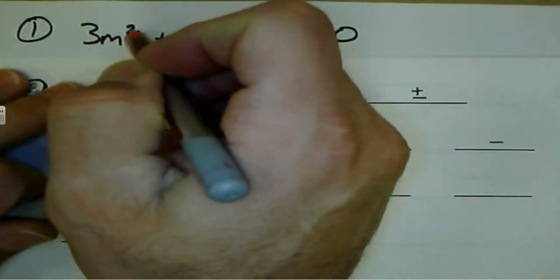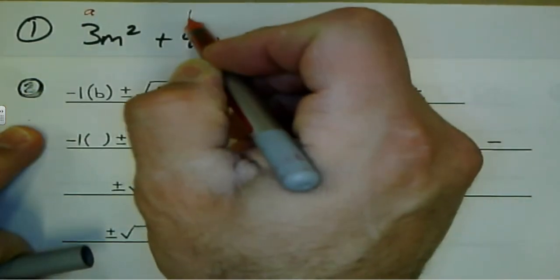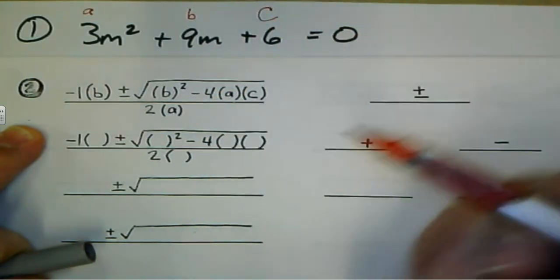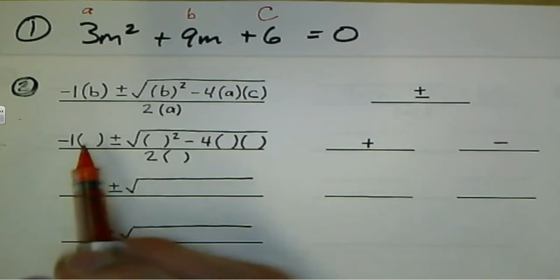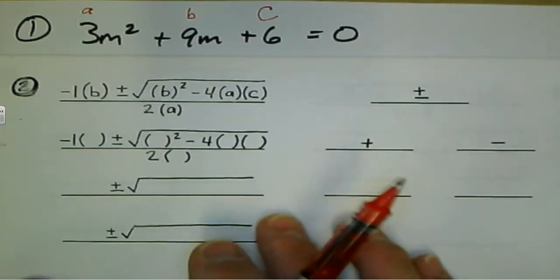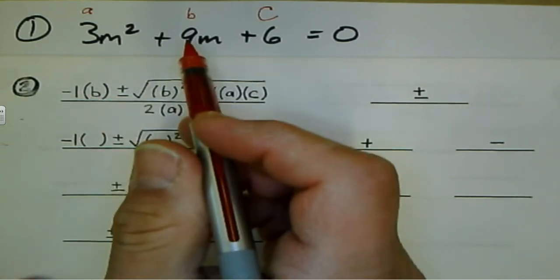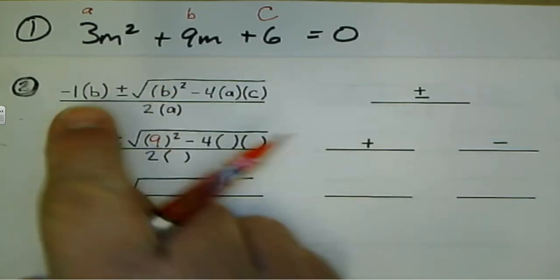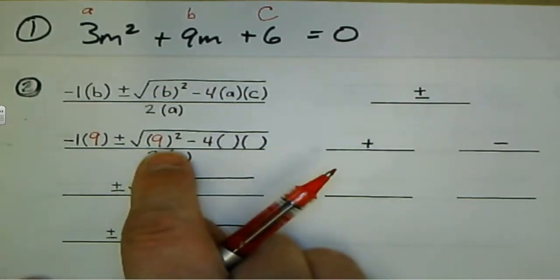So the number that is next to the m squared is our a, the number that is next to the m is the b, and the number that has no variable is the c, and all we do is replace. So I can see straight down, and I'm going to use this as a reference sheet for those of you who like to use the reference sheet. That's b, so b is 9. Where I see a b, I will replace it with 9. Everybody see that? b is 9.